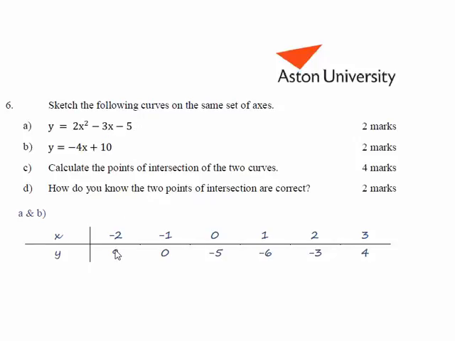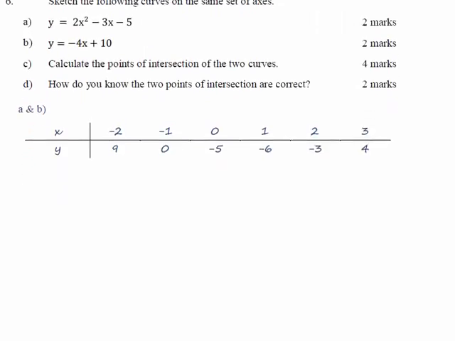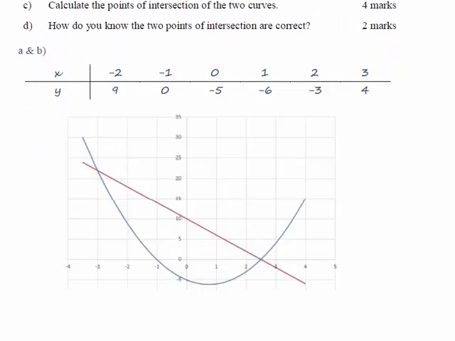So we've got the curve that goes from a positive value through 0 to a negative value and then back to a positive value. And when we sketch that, it'll look like this.